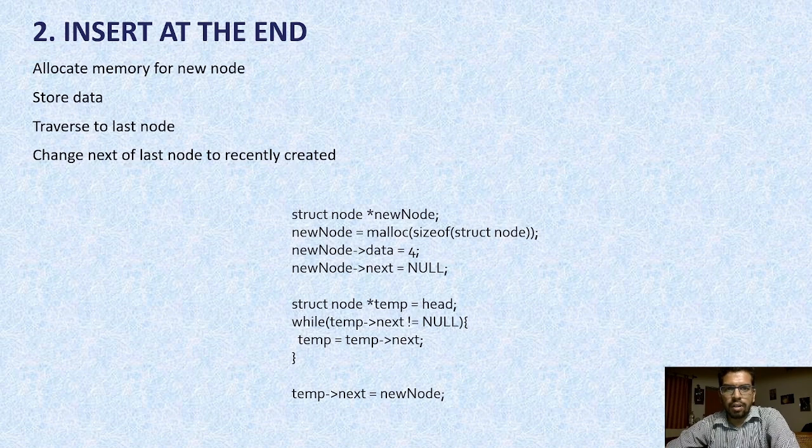Insert at the end. Allocate memory for the new node. Store the data. Traverse to the last node. Change next of the last node to the newly created node. And the small program has been displayed here.